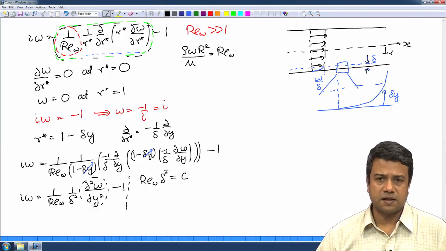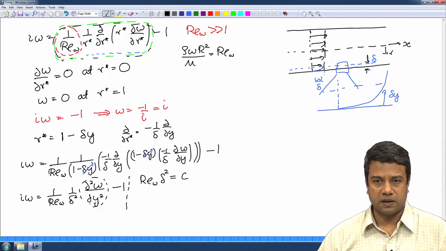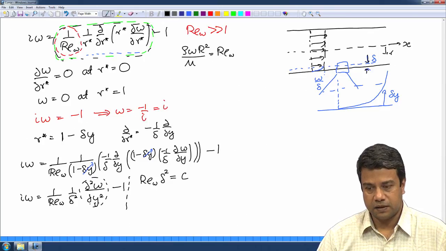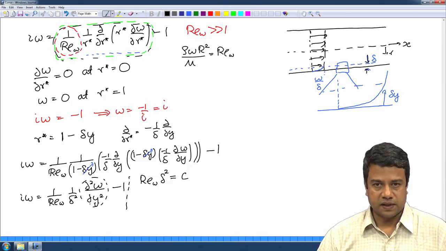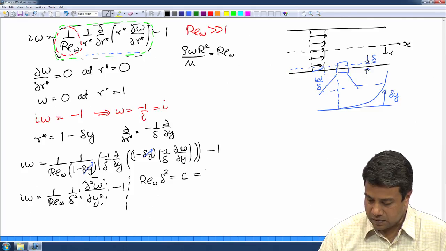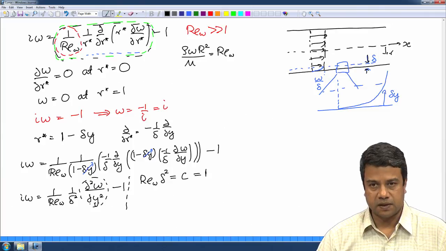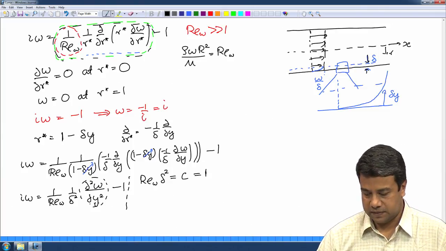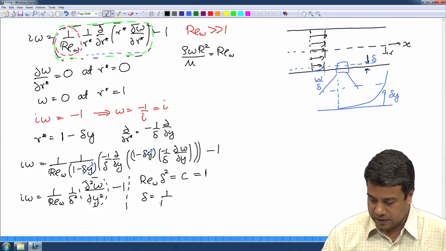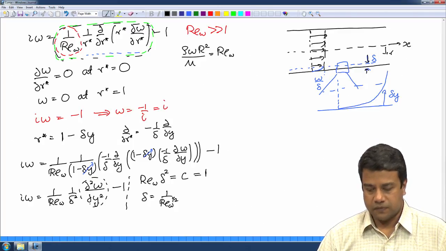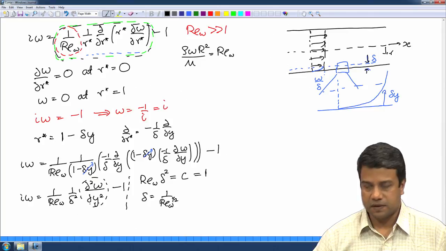The constant can be any constant of order 1, the only thing is it has to be fixed. It should not go to either 0 or infinity as the Reynolds number goes to infinity. Without loss of generality, you can choose this constant to be just 1. That will change the solution in terms of y, but it will not change the solution in terms of r. So, therefore, delta is equal to 1 by Re omega to the power half. Within this wall layer, I have to solve the differential equation.